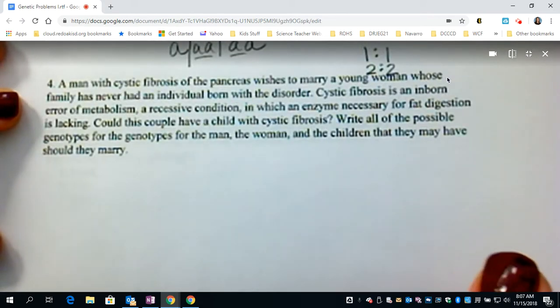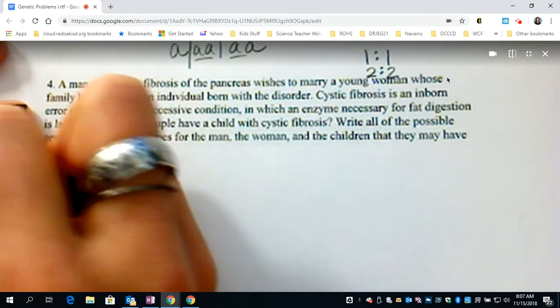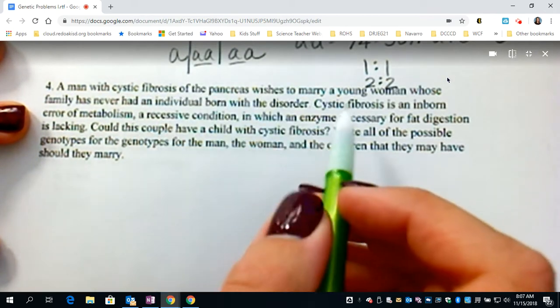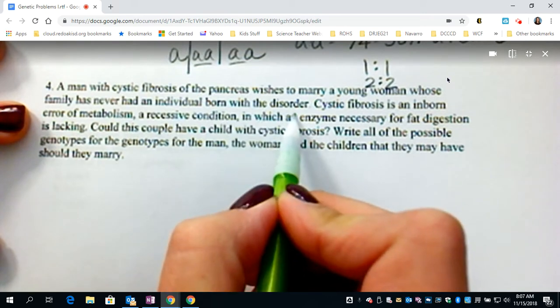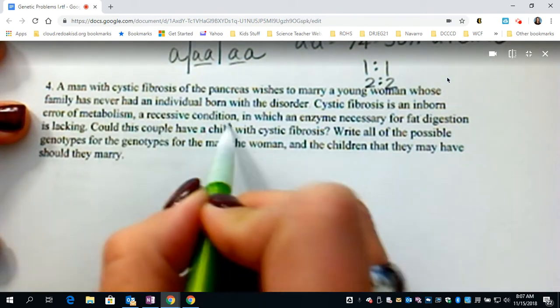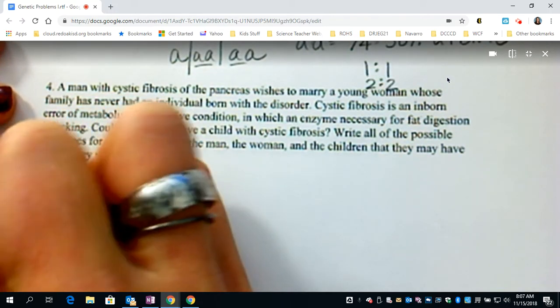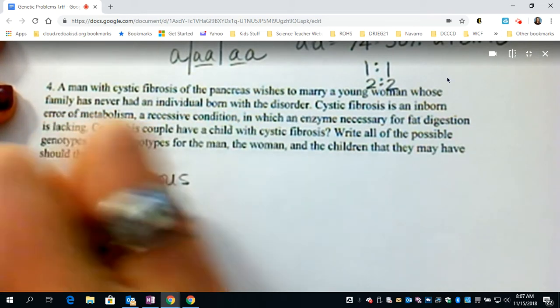Okay, on this next problem, it says that we have a man with cystic fibrosis of the pancreas, who marries a young woman whose family has never had an individual born with that disorder. Cystic fibrosis is an inborn error of metabolism. It's a recessive, okay? So little c means you have cystic fibrosis, which means capital C means you're normal.